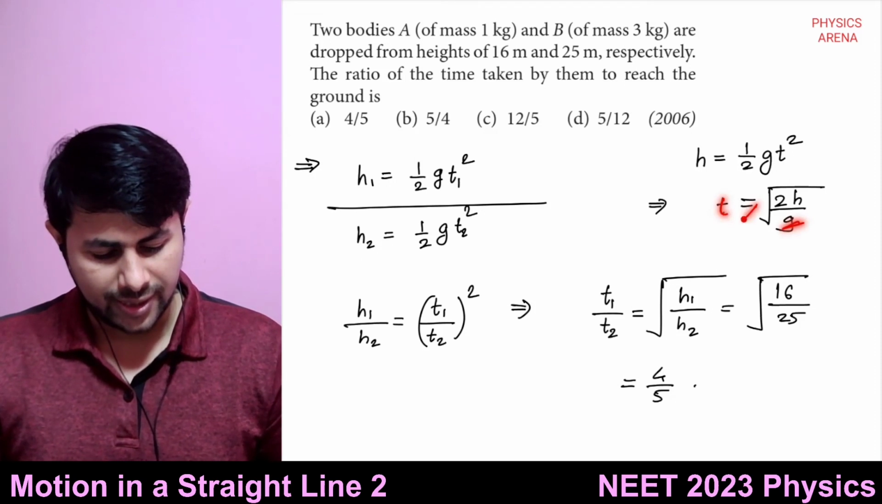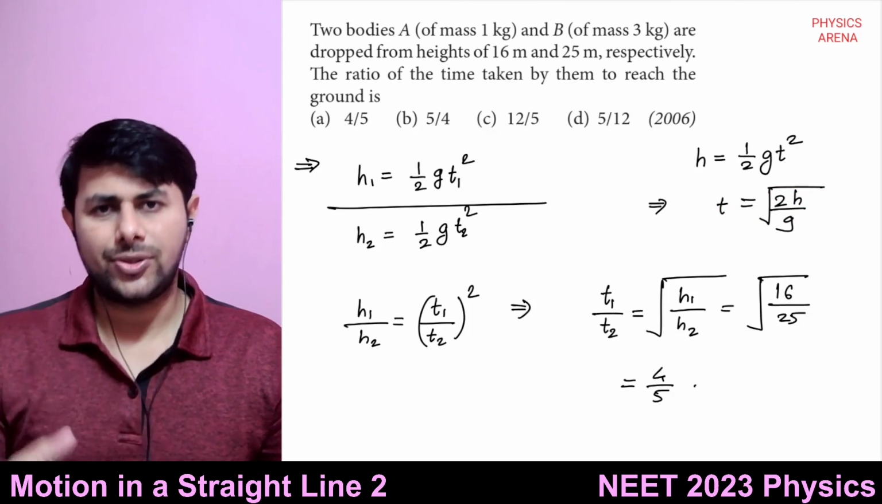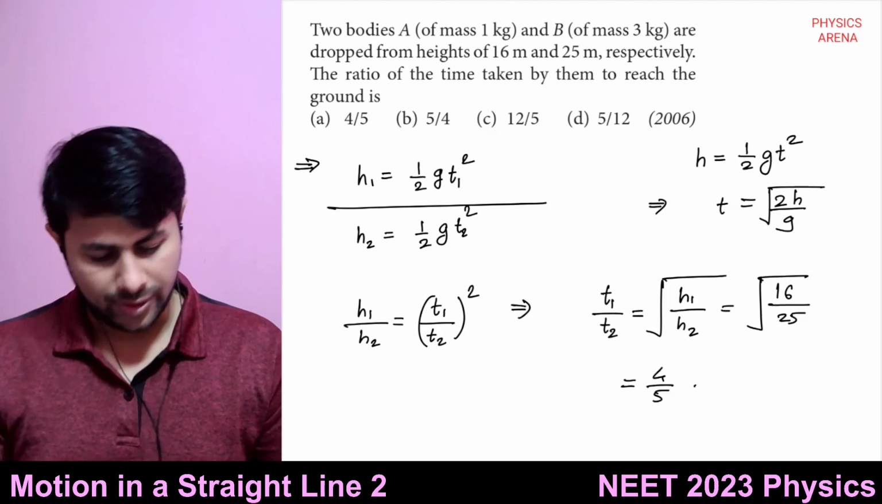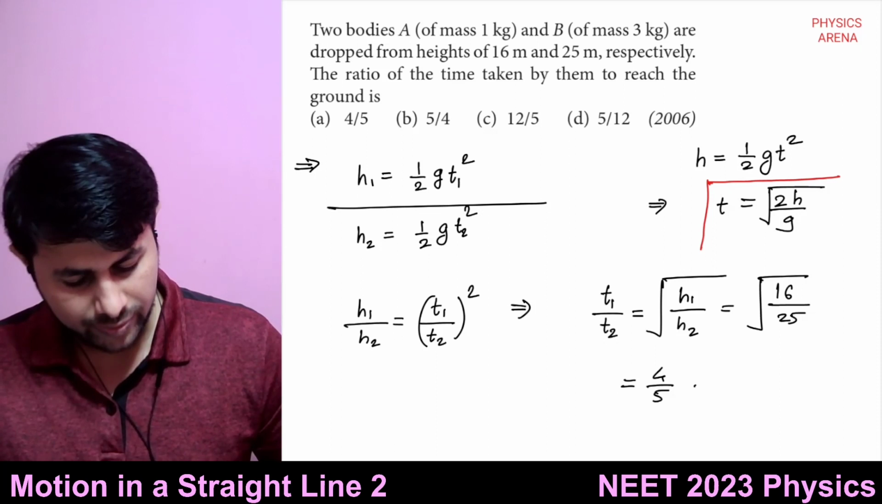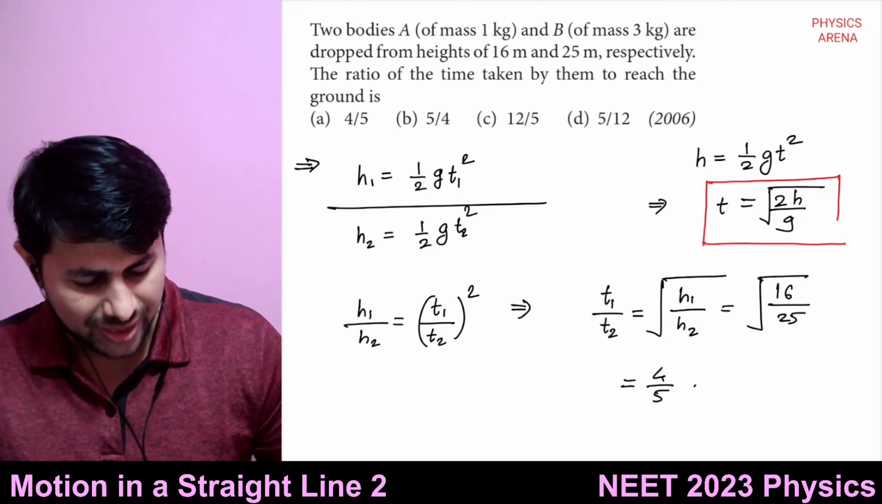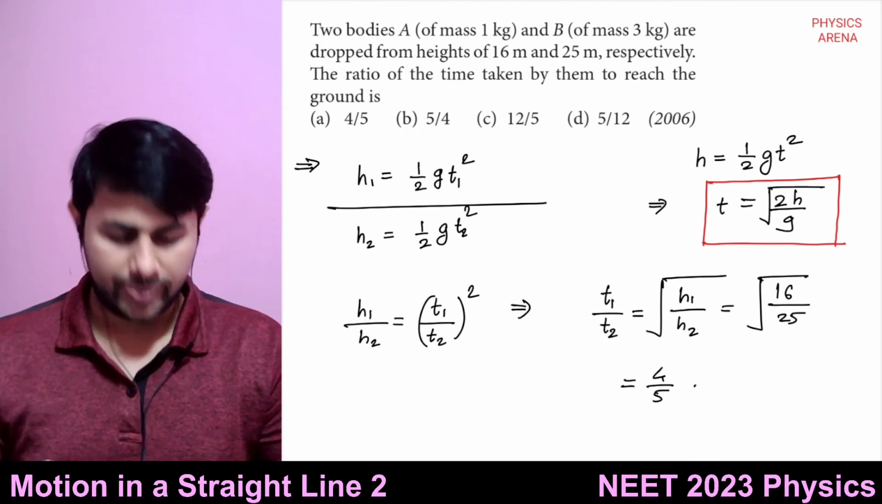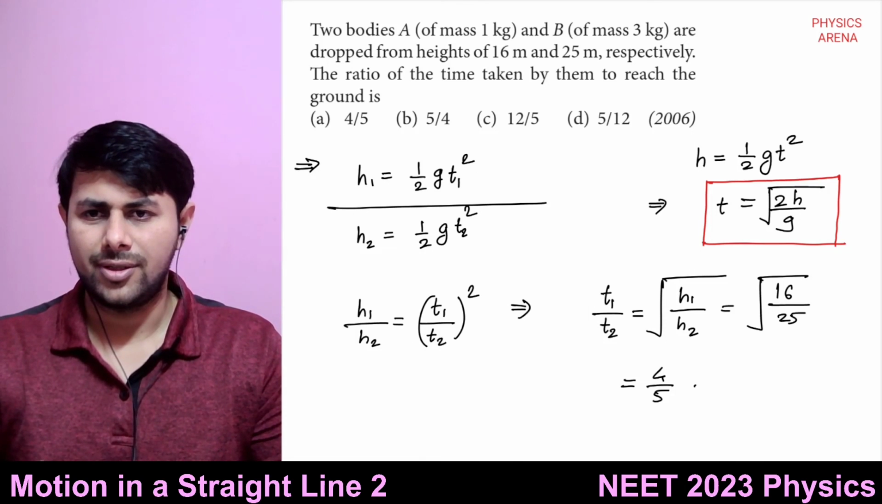So t is directly proportional to square root of h, and if you take the ratio, t1 by t2 will be just equal to square root of h1 by h2. So please remember the formula. This is a very handy formula to memorize, but even if you don't remember, you can solve this very easily. Okay, simple question.